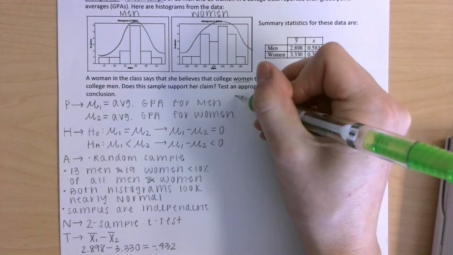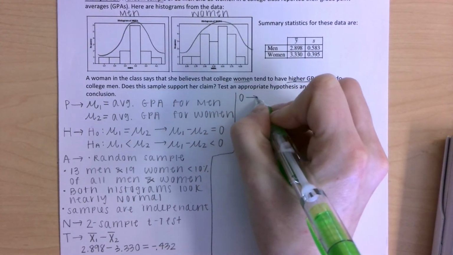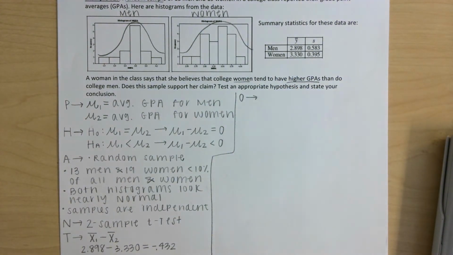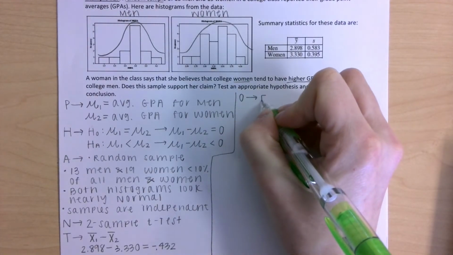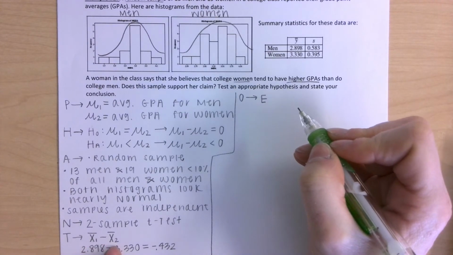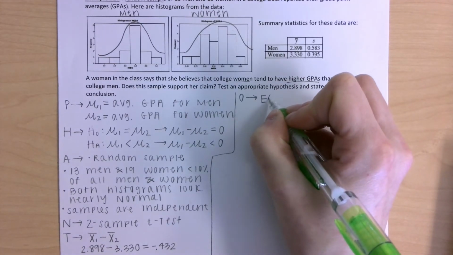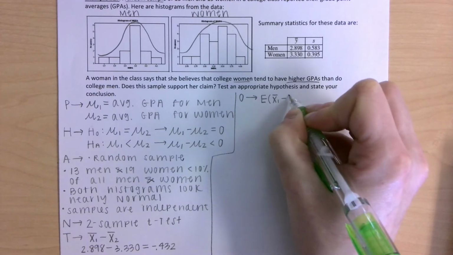Okay, next up in PHANTOM, we have O, which is the fun part. This is where we are obtaining our p-value. Our goal is to build a model. So again, we need to find a mean and a standard deviation. I'm going to start off with finding the mean or the average, so what we expected to happen in the samples. So I'm going to write that as the expected value of x bar 1 minus x bar 2.